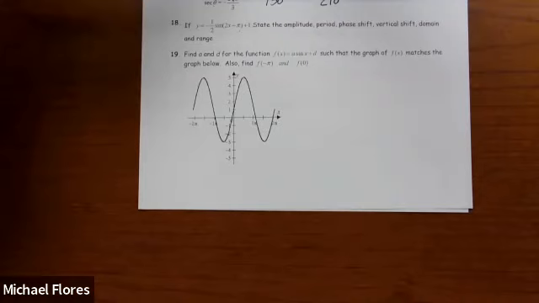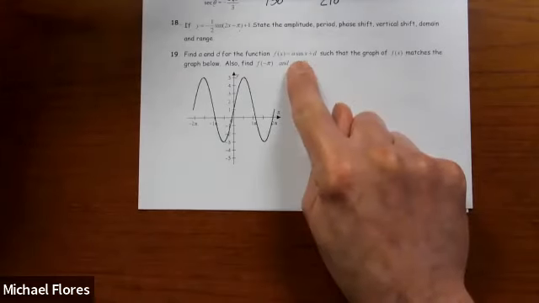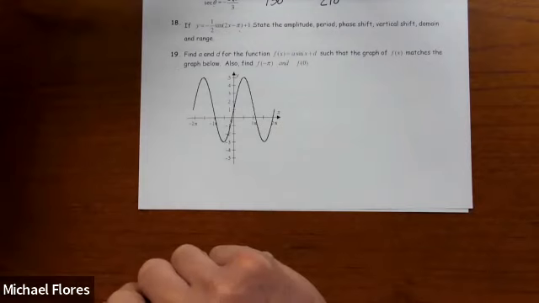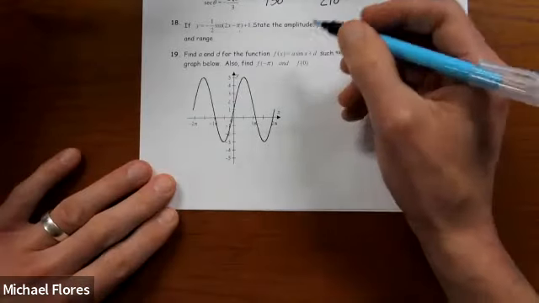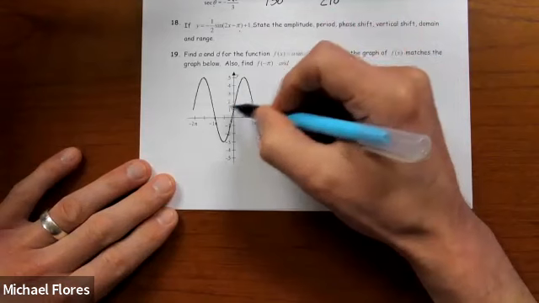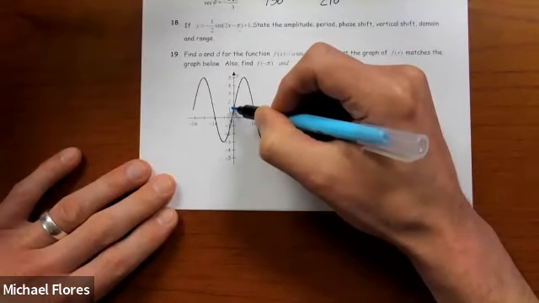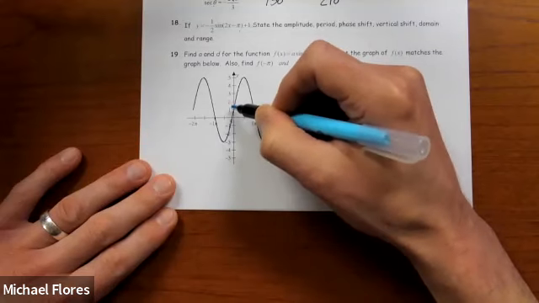Example 19, find a and d for the function f of x equals a sine x plus d, such that the graph of f of x matches the graph below. Also find f of negative pi and f of 0. I'm going to first try and identify where would my midline be in this particular graph. I think it's going to be at 1. Here's how you can figure out. There has to be an equal distance from 1 going to the lower bumper, which I'm going to draw in just a second, and 1 to the top bumper.